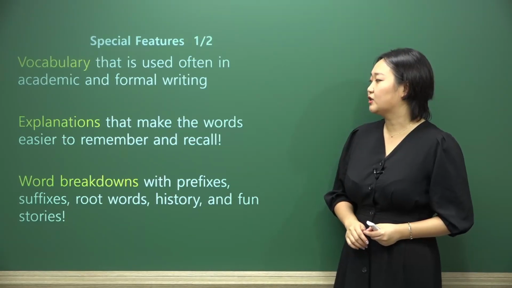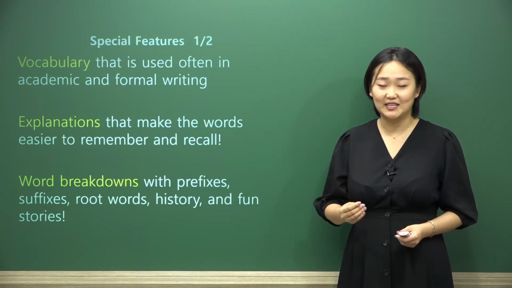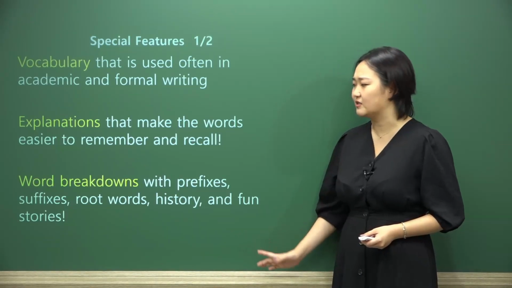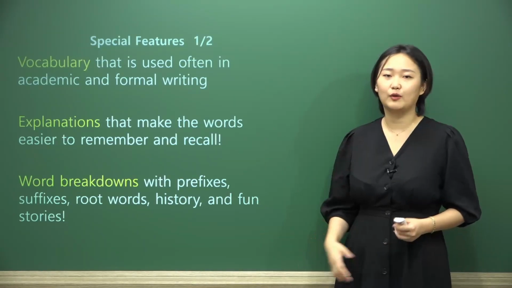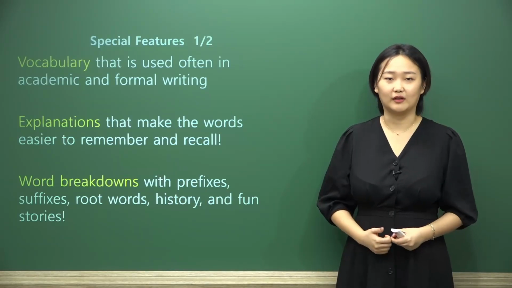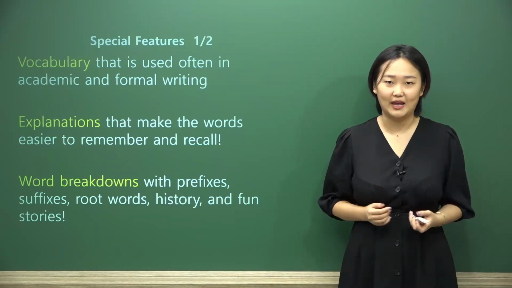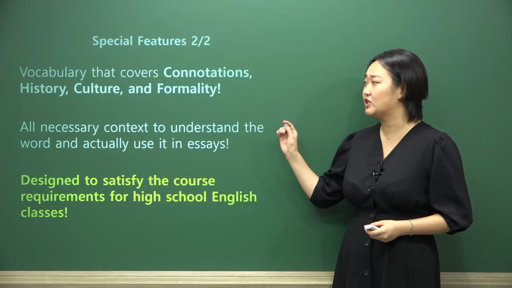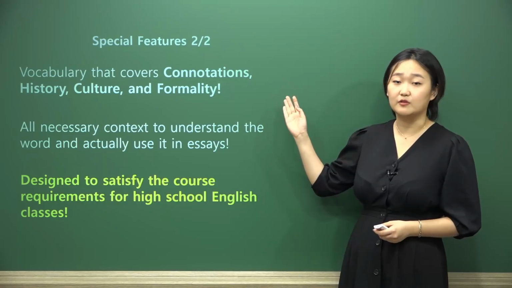Explanations that make the words easier to remember and recall, explanations that are fun, with word associations, with history included. And lastly, word breakdowns with prefixes, suffixes, root words, history, and fun stories. Once more, they kind of go hand in hand here. When we're talking about explanations and word breakdowns, I'm going to be taking them step by step, explaining the word, why it's important, maybe even the root history as well, talking about why it's something that we need to be paying attention to. And then additionally, vocabulary that covers connotations, history, culture, and formality. Out of all these, I would definitely say that the word connotation is probably the most important one.